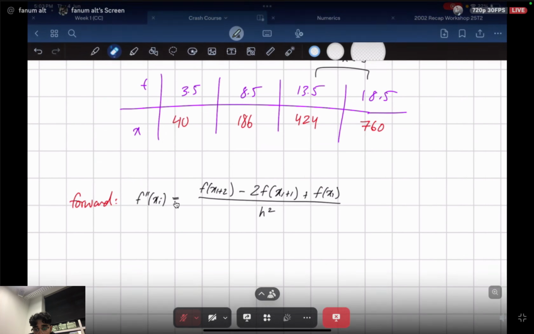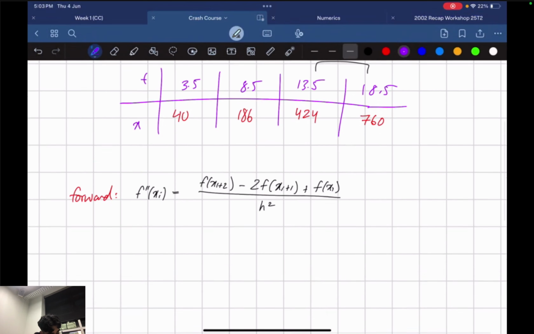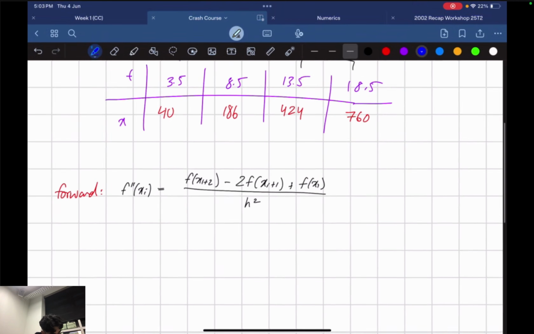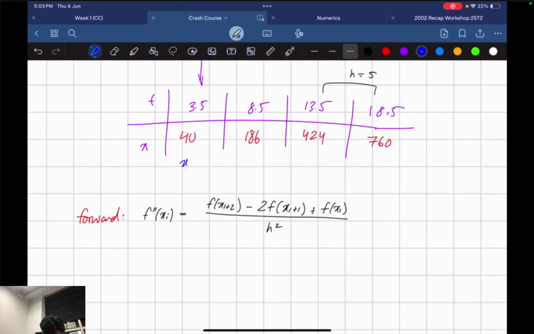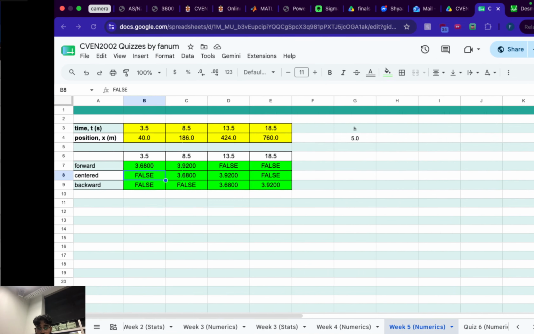Okay, cool. So we're taking a look at f of x minus 2 times f of xi plus 1 plus f of x. For my forward finite difference, let's say I'm trying to figure it out for this time step. So let's say this is x, this is f of xi, f of xi plus 1, f of xi plus 2. I just got to sub it in: 424 minus 2 times 186 plus 40 divided by 25, and you should end up with 3.68.